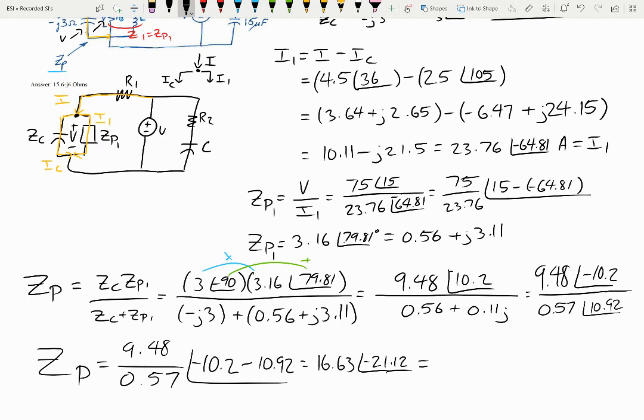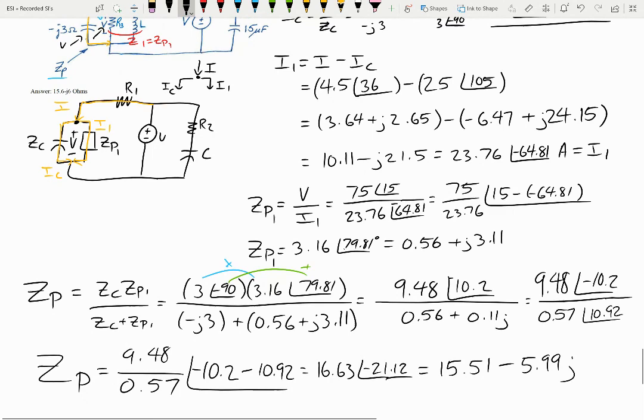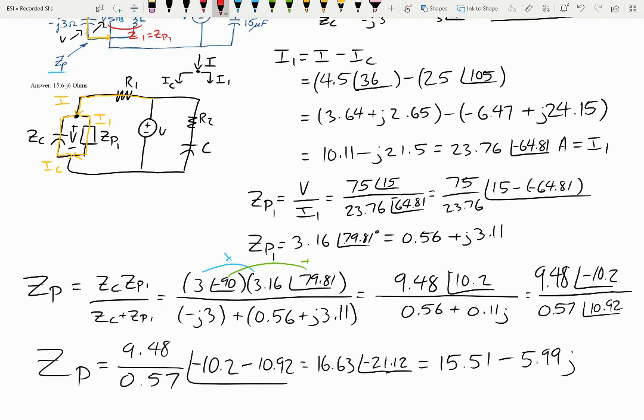Which, whenever we take 16.63 cosine of negative 21, will give us 15.51, and then when we take the sine, it gives us negative 5.99j. And please let that be right. And we're pretty darn close. So there we are.